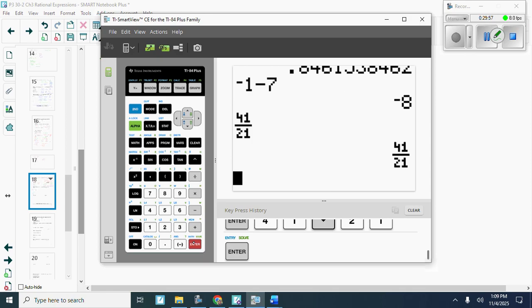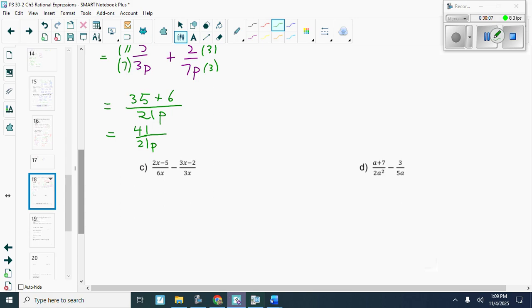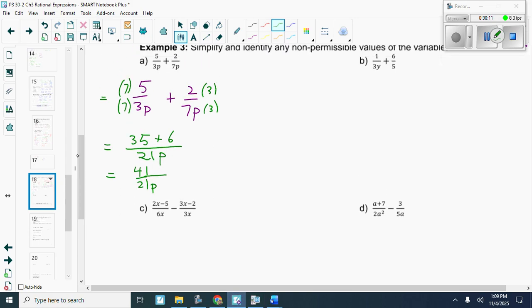Some of these you can do with mental math, in your head, you just know what it simplifies down to. For some of the weirder numbers, you can also use your calculator to help you make sure it's in simplest form. Oh, I didn't mention, when we went up here, what was our non-permissible value? Yeah, you guys are getting solid with that.